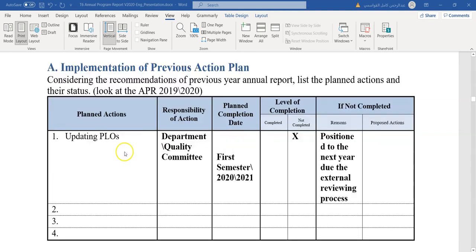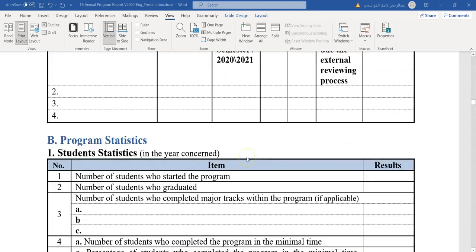2019-2020 and see if the planned actions are implemented or not. If they are implemented, you have to fill the level of completion. If not completed, you have to write the reason and proposed actions. If it is completed, there is no need to write reasons or proposed actions.